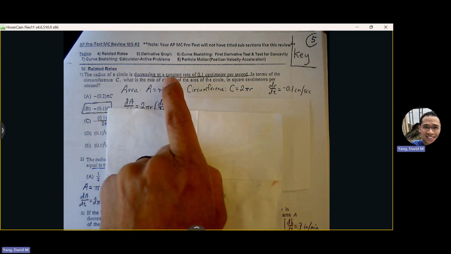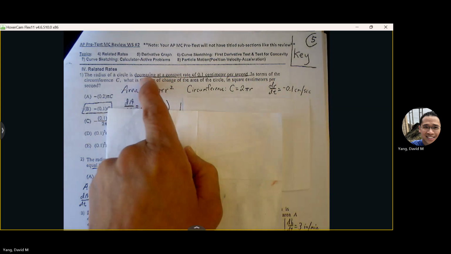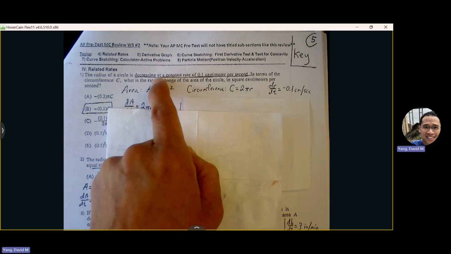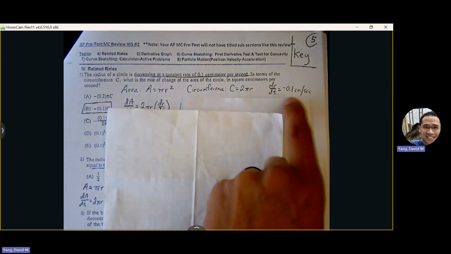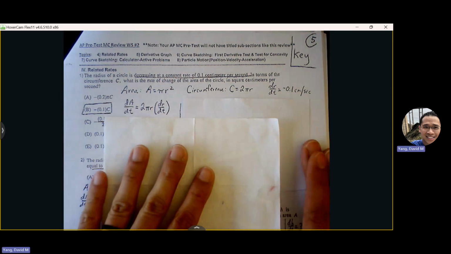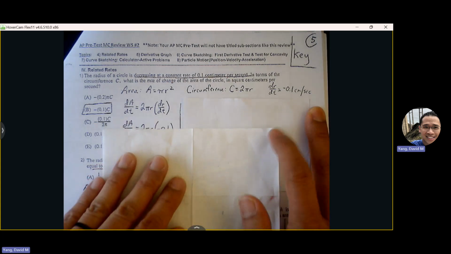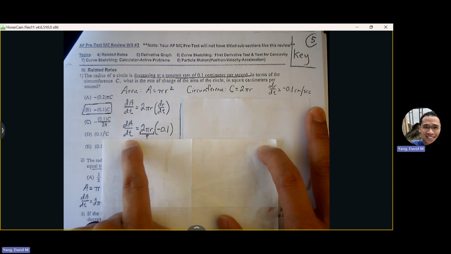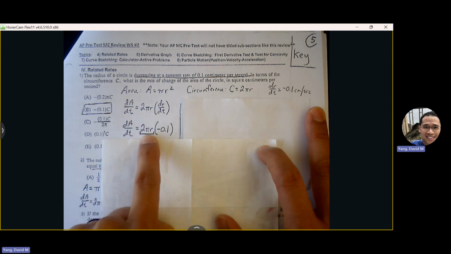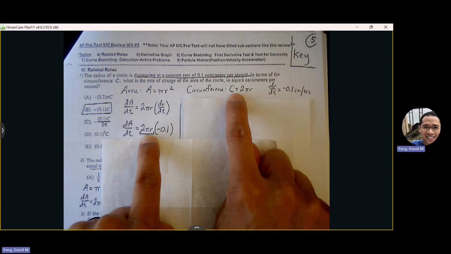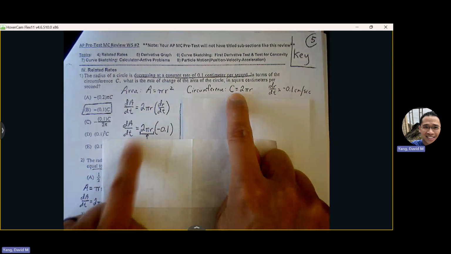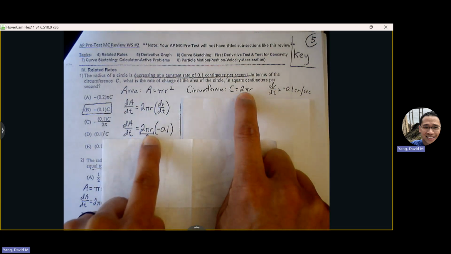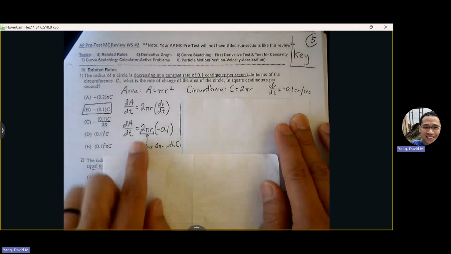And also, we see the word decreasing. So we know we want that rate to be a negative value. So we can go ahead and plug in. dr/dt gets replaced with negative 0.1. And then they're asking to solve for dA/dt in terms of circumference. We know circumference is 2 pi r, and all of our answer choices are in terms of C. So I can replace 2 pi r with C, and that gets us to the form that they want.